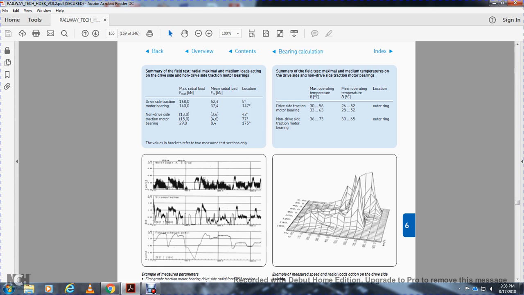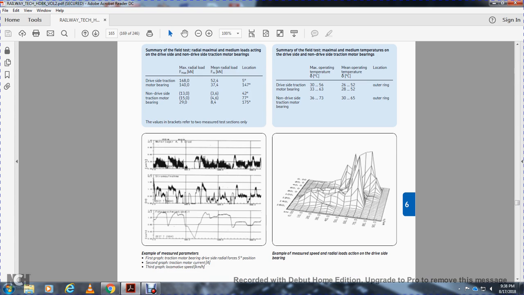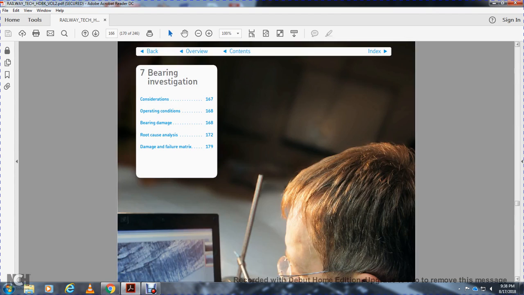Summary of the field test radial maximum, minimum, and medium loads for the non-drive side and drive side traction bearings. Summary of the field test maximum and medium temperature for the drive side and non-drive side traction motor bearings. And then you have an example of the measured parameters: example of the measured speed, radial load, and action on the drive and non-drive side bearings. Chapter 7, Bearing Investigation.